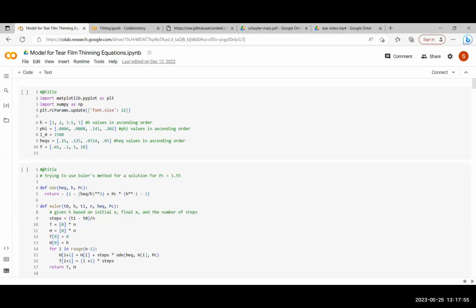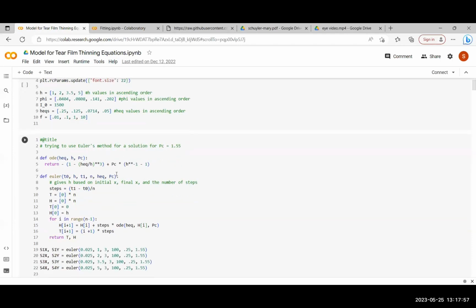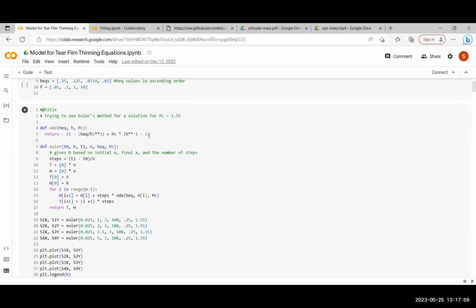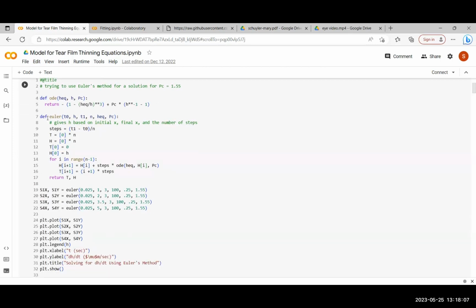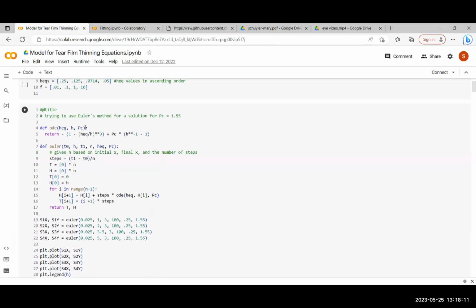All right, so now if I go back to my code, the first function here is just an ODE. This was used in the paper I read to model the thinning of the tear film mathematically. And then next, can you explain what ODEs are? Oh, it's just an ordinary differential equation.